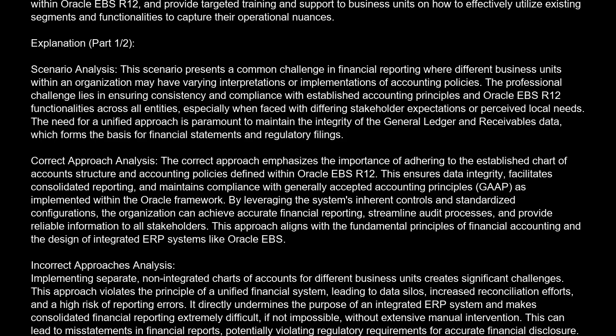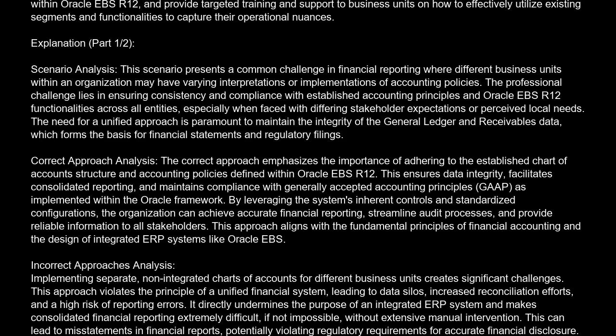This scenario presents a common challenge in financial reporting, where different business units within an organization may have varying interpretations or implementations of accounting policies. The professional challenge lies in ensuring consistency and compliance with established accounting principles and Oracle EBS R12 functionalities across all entities, especially when faced with differing stakeholder expectations or perceived local needs. The need for a unified approach is paramount to maintain the integrity of the general ledger and receivables data, which forms the basis for financial statements and regulatory filings.